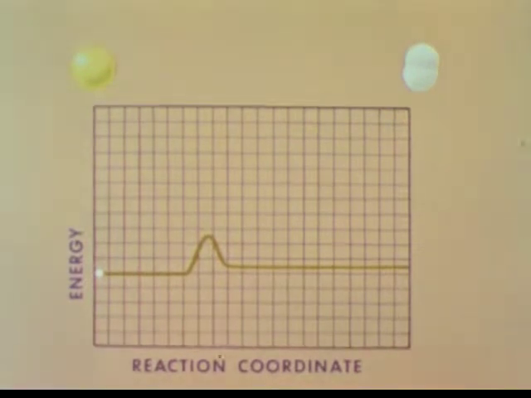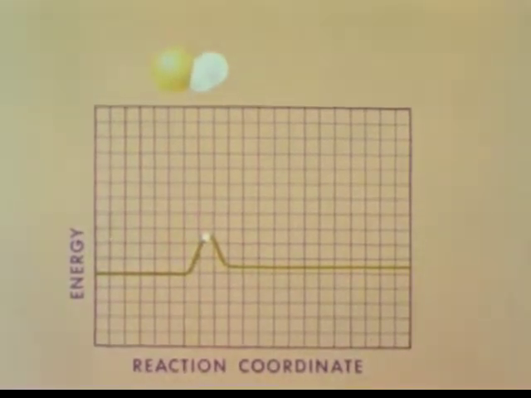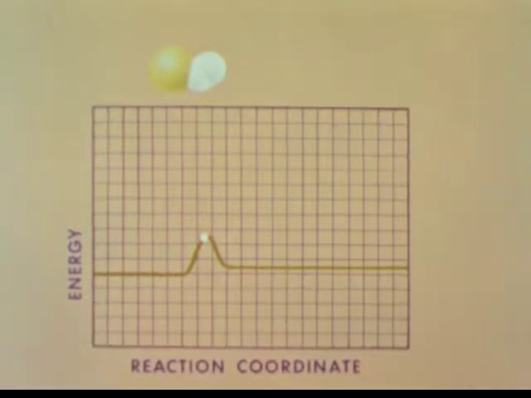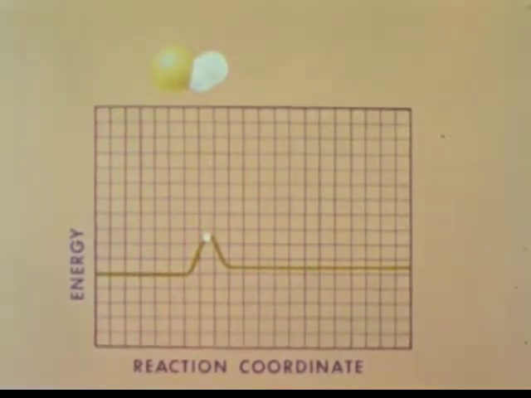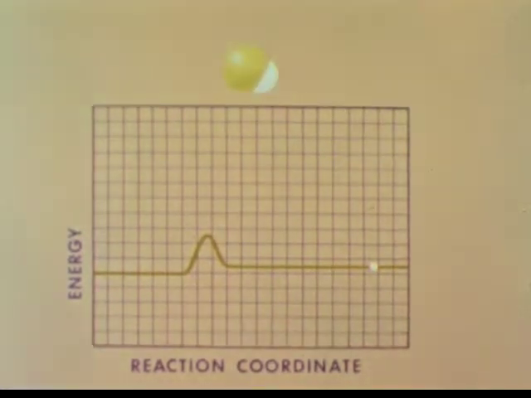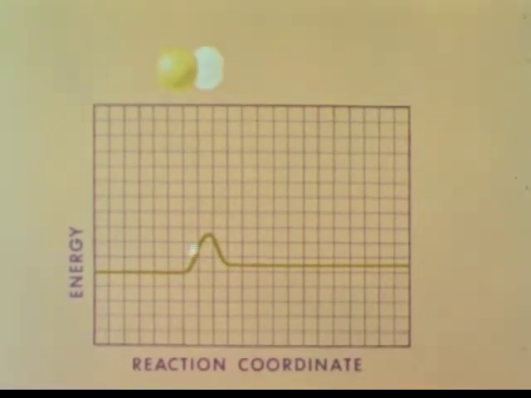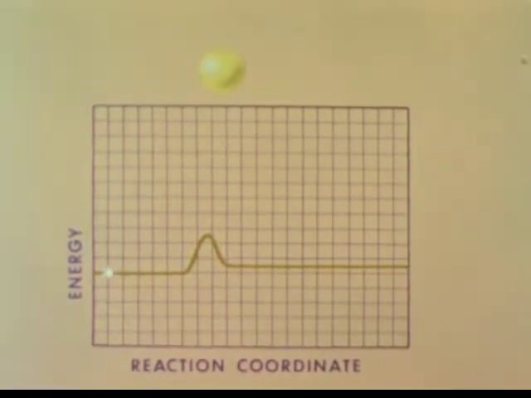Changes in position as the particles approach each other are represented along the reaction coordinate. As the particles come closer, the potential energy increases. If the collision is sufficiently energetic, the activation energy barrier is crossed and the particles react. Notice the two particles at the top of the screen. Whenever colliding particles do not have enough energy to cross the barrier, they rebound without reacting.